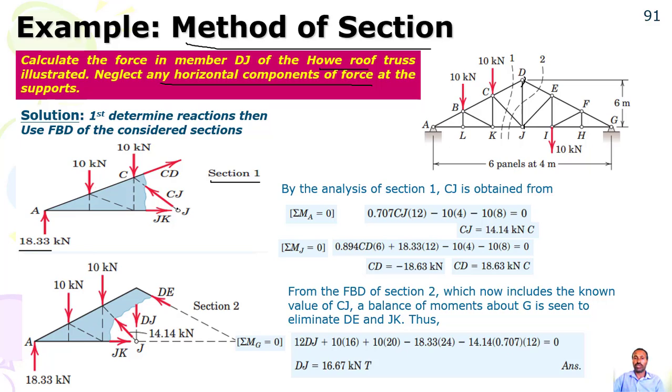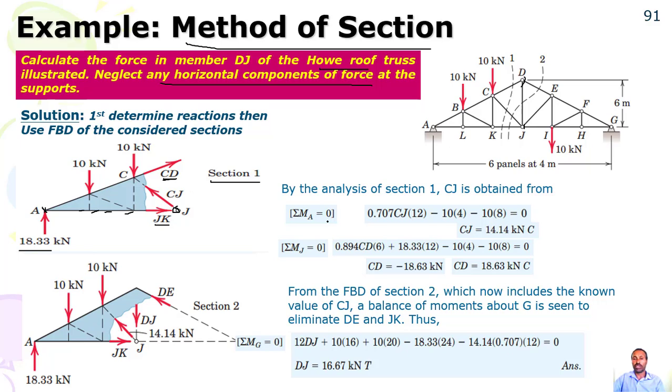Then you can take moment at this point. If you take moment at this point, you can calculate CD. Clear? CD can be computed. But let us see. If you take moment at this point, you can cancel out JK because the line of action of the force will pass through A. So JK and CD will cancel out. Then CJ can be known.